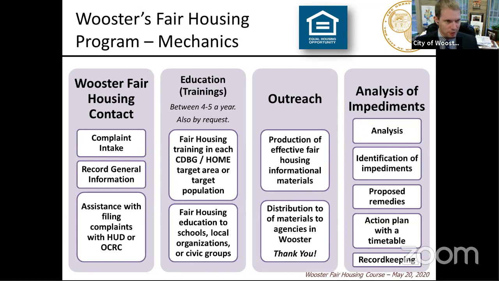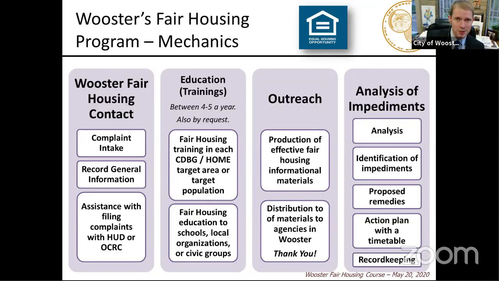In addition to this, we also provide educational trainings, which this is one of our trainings that we offer. These trainings we make available typically at City Hall or the Wayne County Public Library, but we also have them available by request, and we make them available to different groups, and we try to do about anywhere between 4 and 6 of these per year.